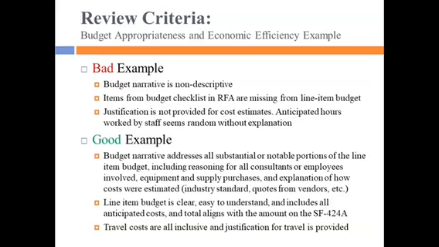In a good example, we might see a budget narrative that addresses all substantial or notable portions of the line item budget. So the narrative and the line item budget match. We can see the items on the line item budget are addressed in the narrative, and we can clearly make those connections. So we're not wondering, what's this item here? That includes the reasoning, as I mentioned, for consultants and employees, and is generally easy to understand. And make sure that your travel costs are inclusive and that justification is provided.